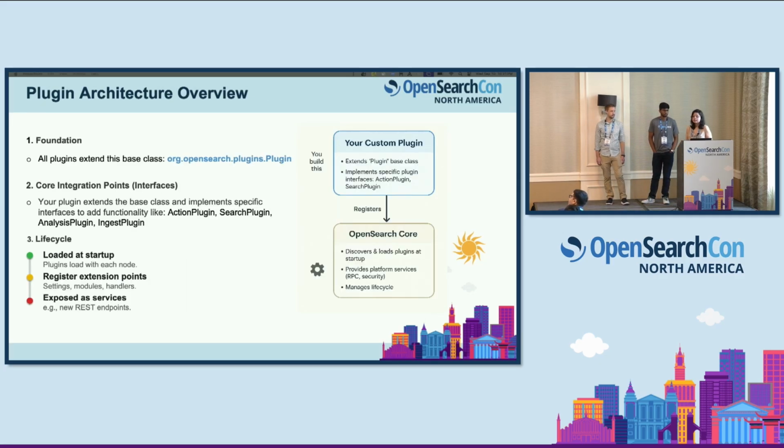Before we start building, let's do a quick architecture overview. The foundation is simple. Every plugin extends a single base class. From there, you can extend the functionality by implementing interfaces like ingest plugin, analysis plugin, script plugin, depending on what you want to build. The lifecycle of a plugin is managed by OpenSearch itself. So the plugin gets discovered and loaded when the node starts. During the process, it registers its extension points, which means settings, module handlers, for example, new REST API endpoints, and then exposes these points as services within the cluster itself.